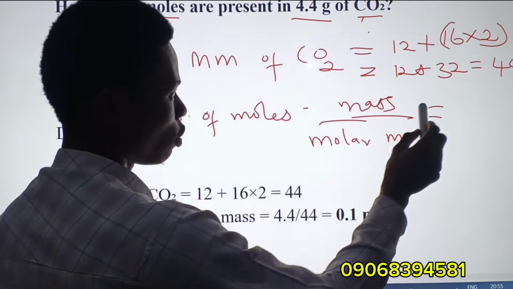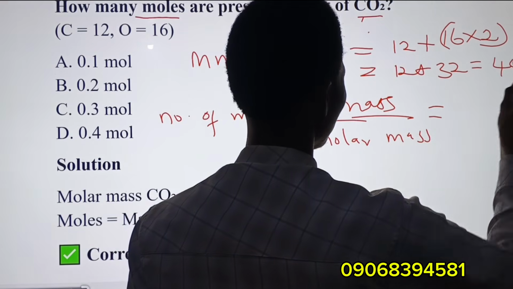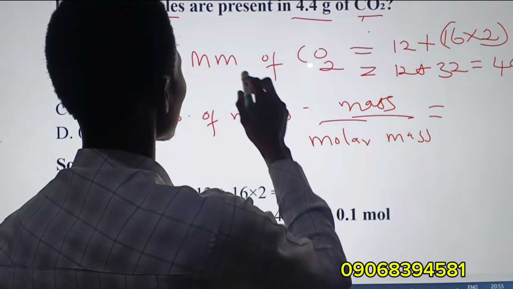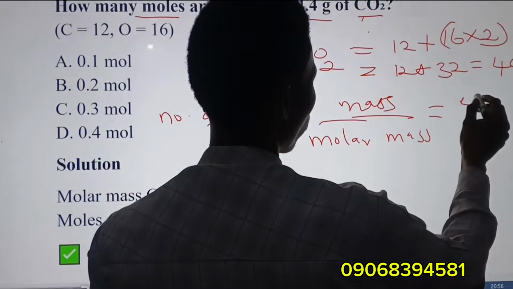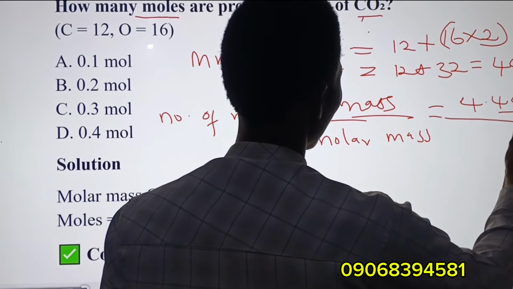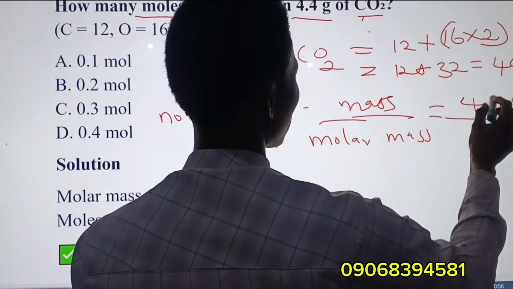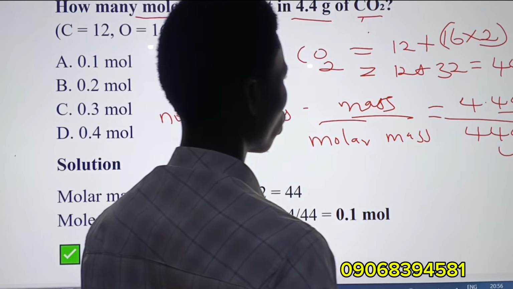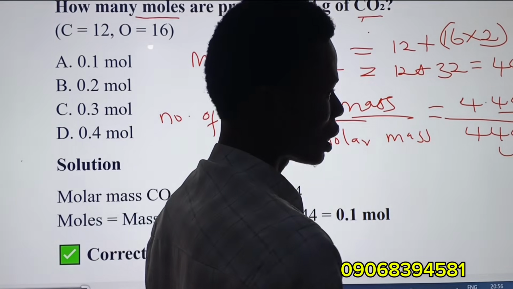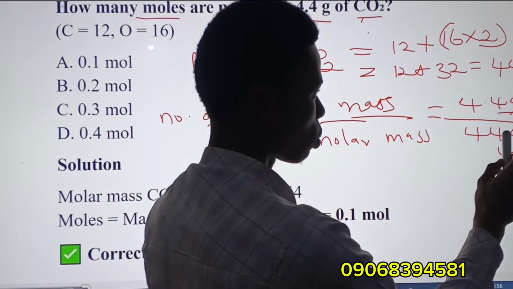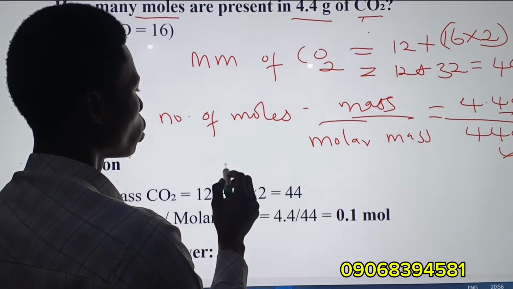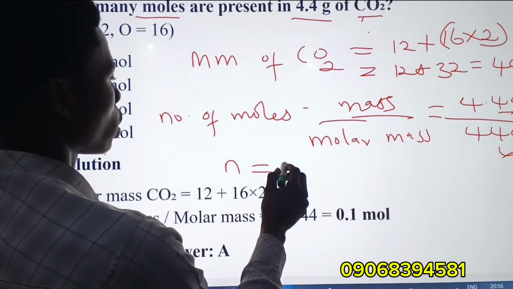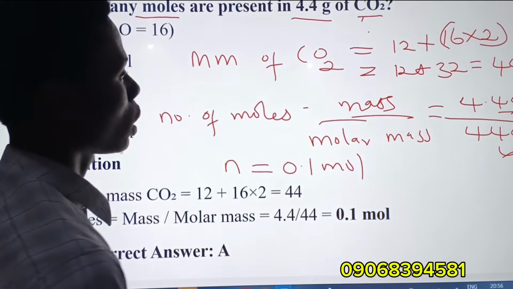You can see that from the unit. The mass we're given is 4.4 grams, so 4.4 grams over molar mass. We've calculated the molar mass as 44 grams per mole. You will notice from the unit that grams will cancel grams, and if you turn it upside down, you'll be left with moles. So the number of moles is equal to 4.4 divided by 44, which gives us 0.1 mole. That's the answer to that question.